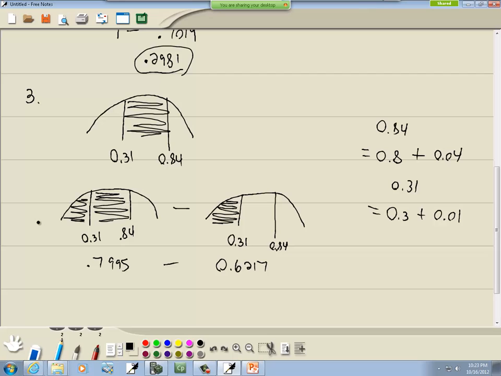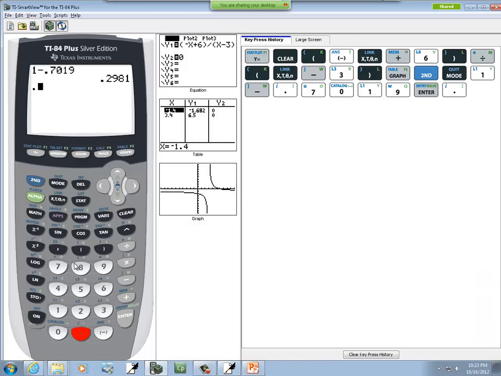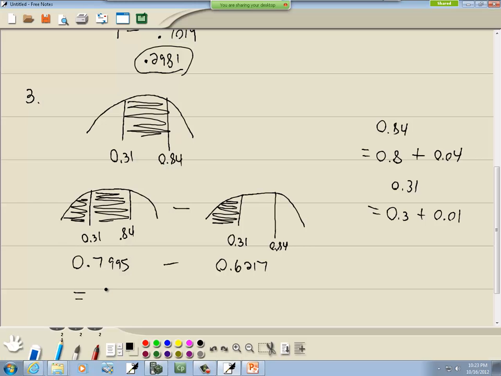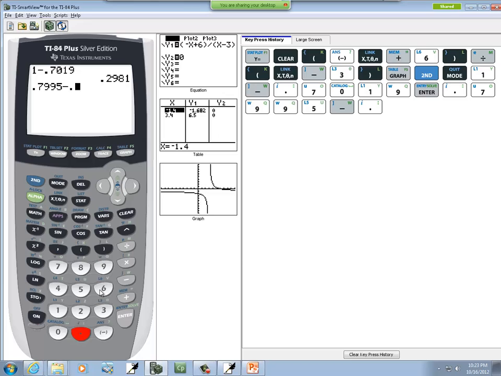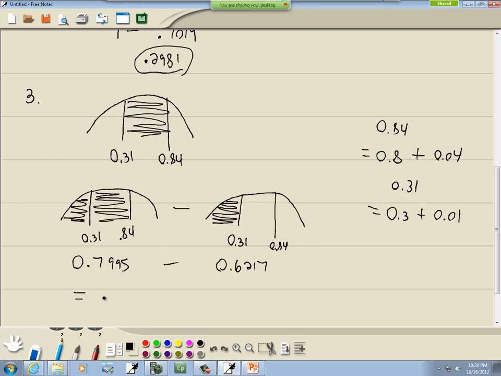Okay, so let's subtract these. 0.7995 minus 0.6217, and we get 0.1778. And that's our answer.